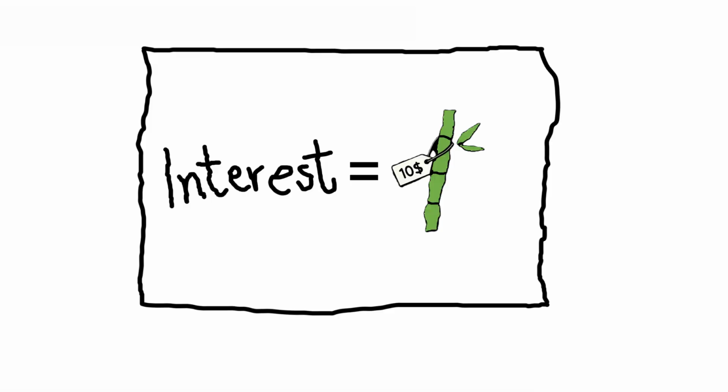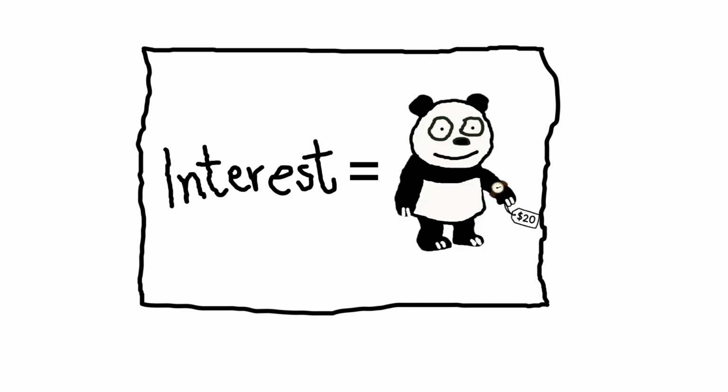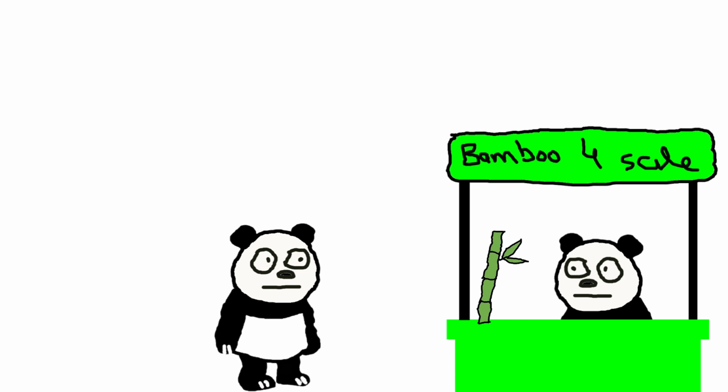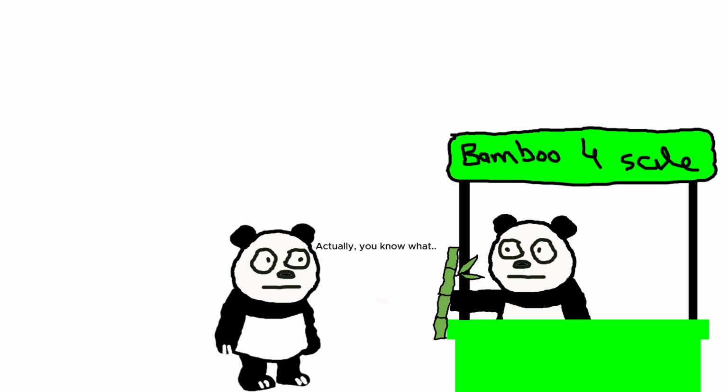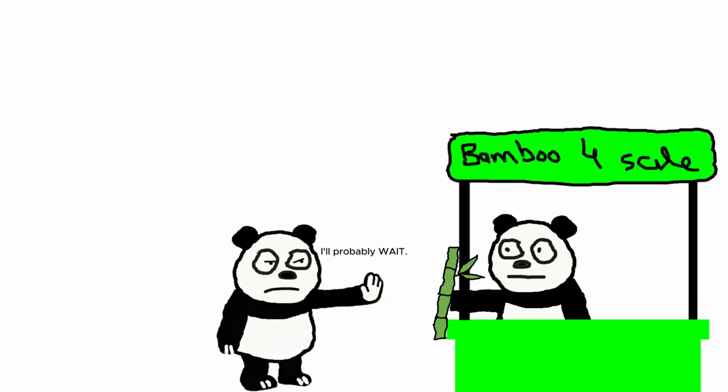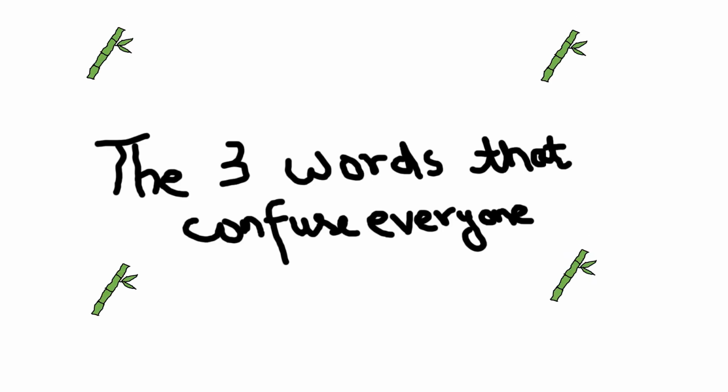But interest isn't a number. Interest is a price tag on time. It's what you pay when you say, I want bamboo now. Or what you earn when you say, I can wait. Give me bamboo later. That's it. That's the whole concept. Now, let's translate the 3 words that confuse everyone, using bamboo.